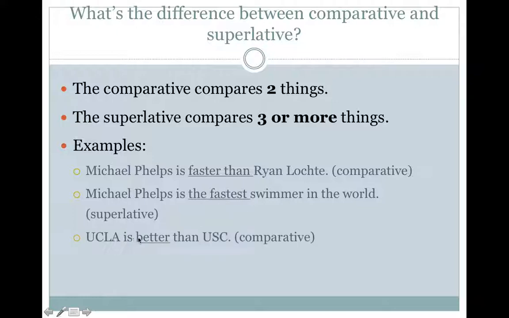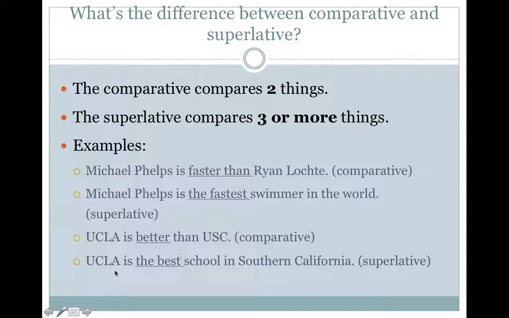Let's try another one. Instead of saying UCLA is better than USC, that's comparative because we have two things and we also have than here. It would become UCLA is the best school in Southern California. That's now the superlative because I have the word the before it, and also because now I'm saying out of all of them, UCLA is the best.